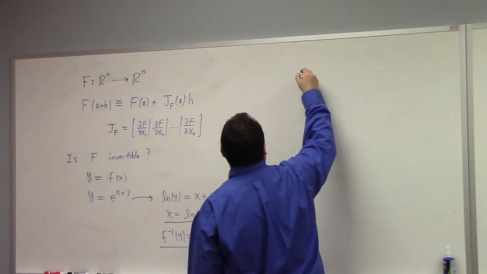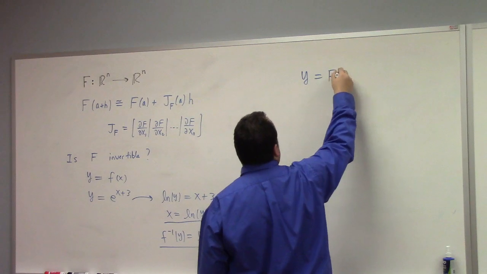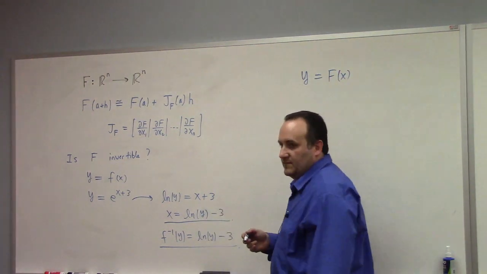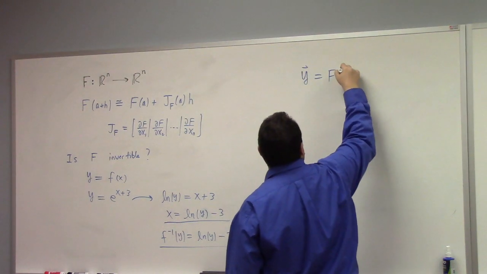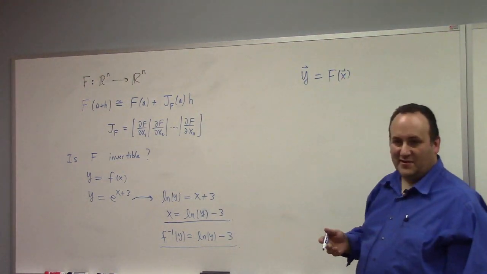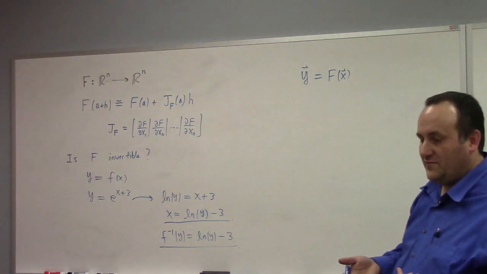So if you're trying to say, I've got y equals big F of x, and these are vectors, I'll put a vector on it just so you can tell. You're trying to solve that for an inverse function, what do you do?